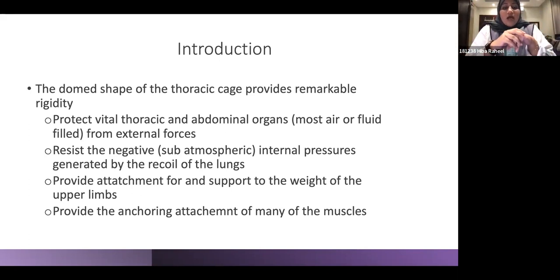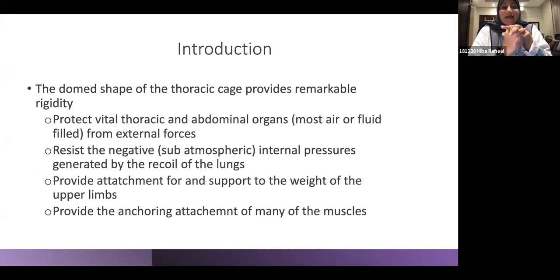They also resist negative internal pressure, because when you breathe in air and the lungs recoil, they relax first and then they recoil, right? When they do that, a negative pressure is generated inside the lungs. The role of the thoracic cage is to oppose that. Otherwise, everything inside the thoracic cage would basically collapse. So it doesn't want that to happen, right?